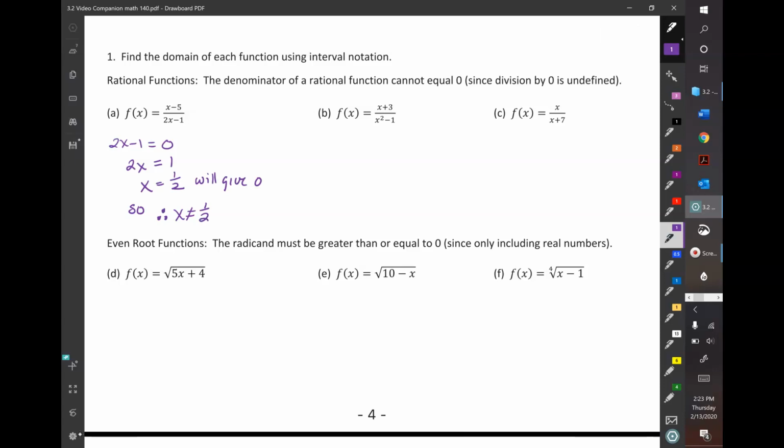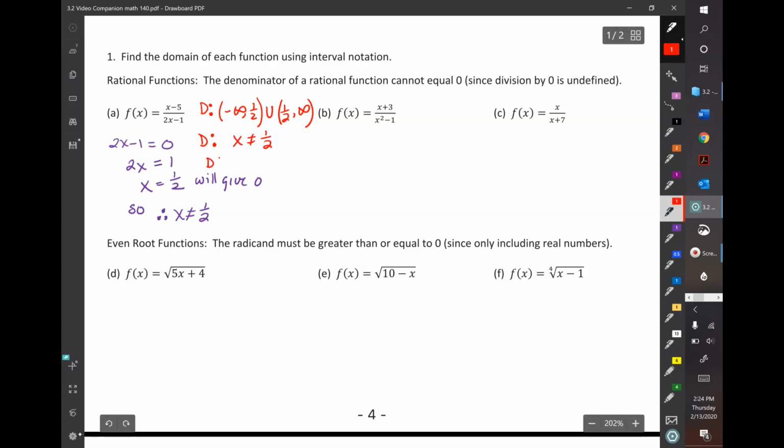So we're going to write it all three different ways. So our domain, just put a D with a colon. In interval notation, we could write it as negative infinity up to a half, close parentheses, and then put the union symbol, and then another parenthesis, a half, comma, positive infinity, parenthesis. We could also write the domain in the regular inequality way, x not equal to a half.